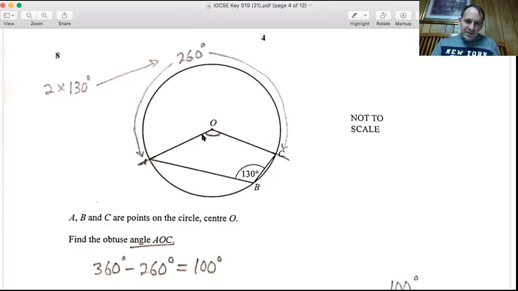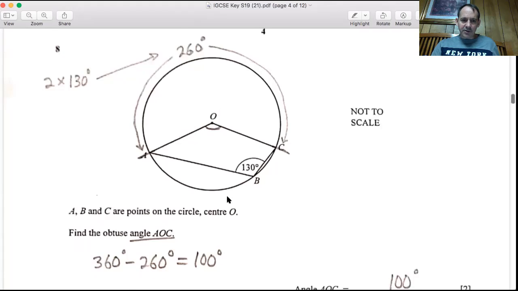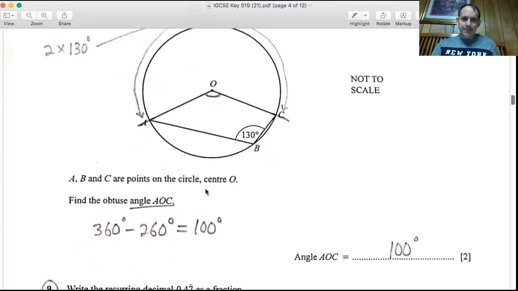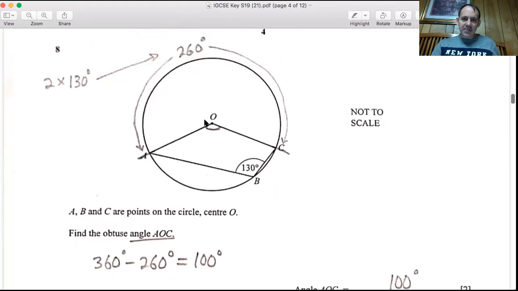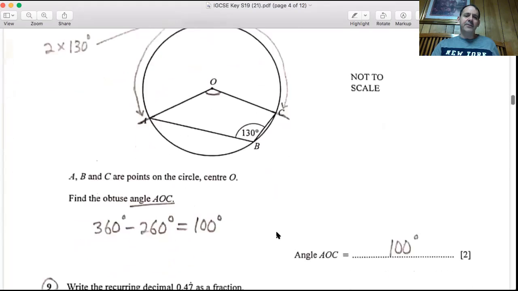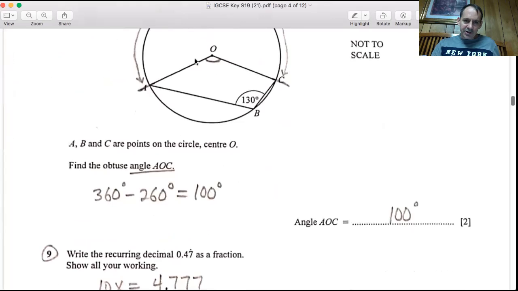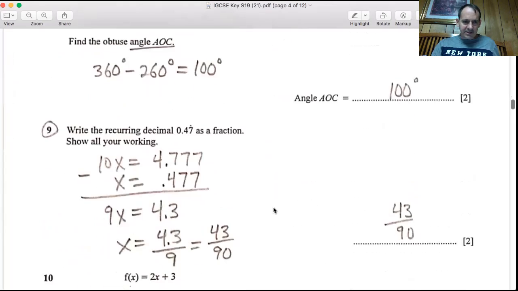So what we want is this AOC in here, and this makes a complete circle. So 360 minus the 260 on this side, which I wrote out here, equals 100 degrees. It is obtuse, and it is the AOC, but the AOC in here is 100 degrees.